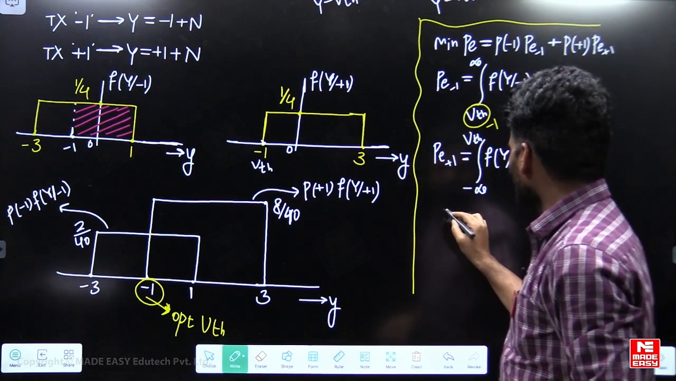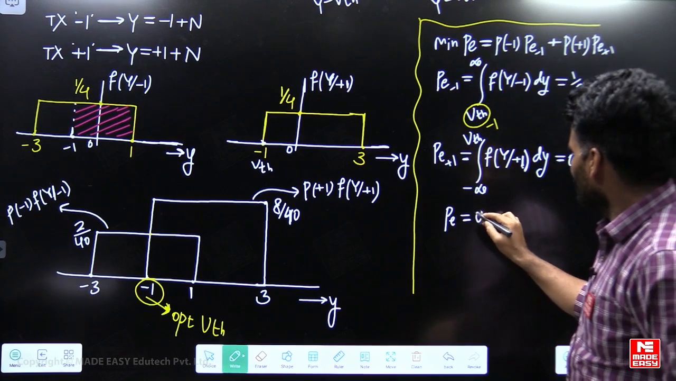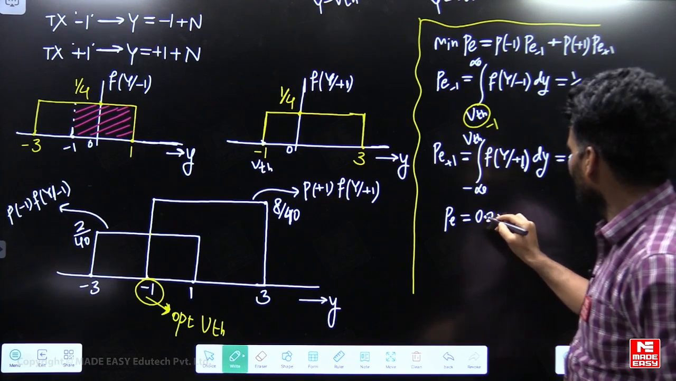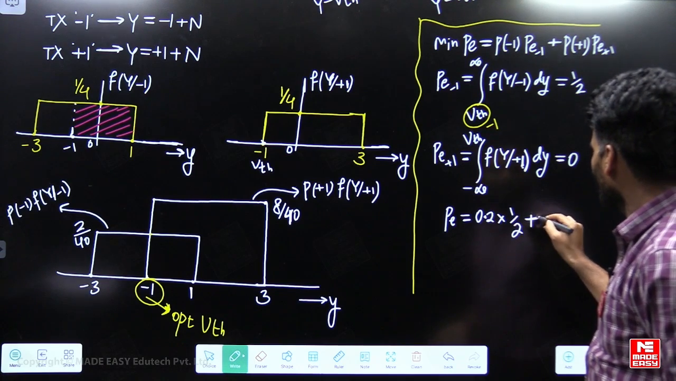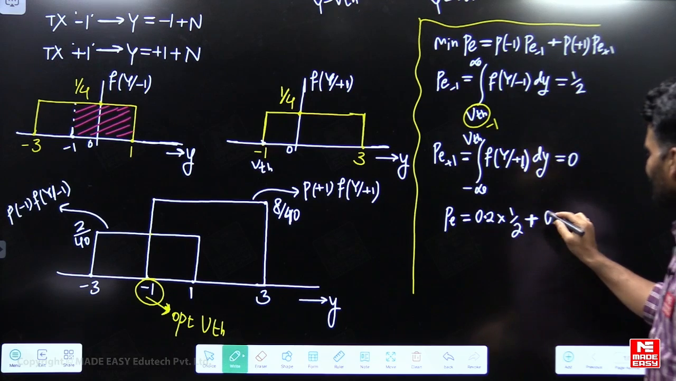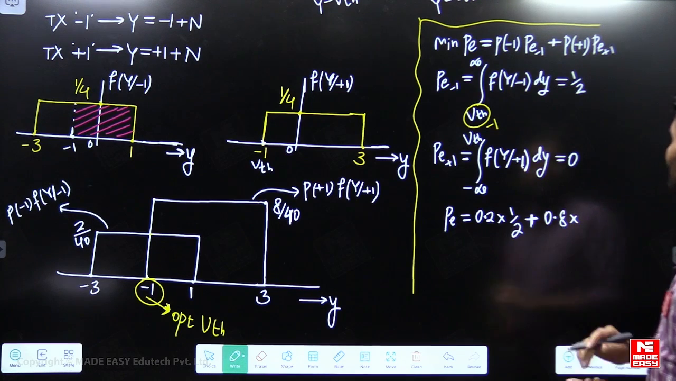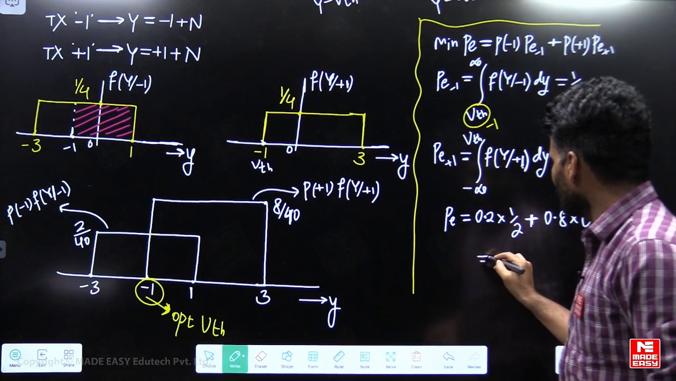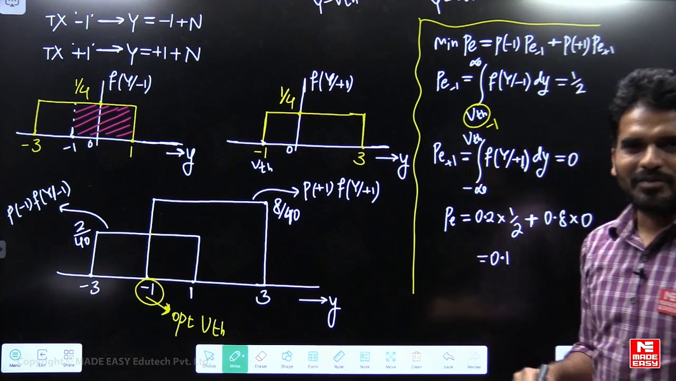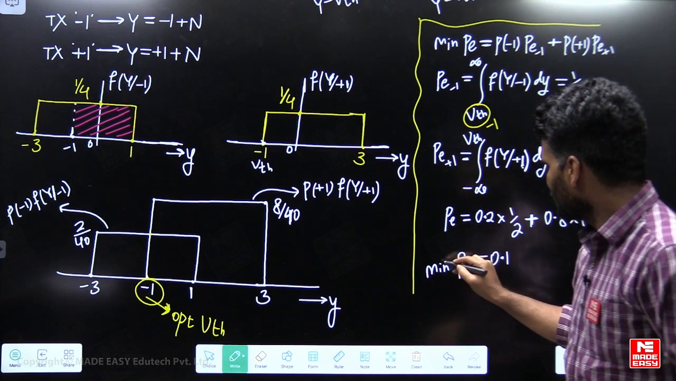Then what is the probability of error? P minus 1 is of course 0.2, into Pe minus 1, which is 1 by 2, plus P plus 1, which is 0.8 as given in the question, into Pe plus 1, which we got as 0. So this will be 0.1 you got. And this probability of error we got is of course the minimum probability of error only.